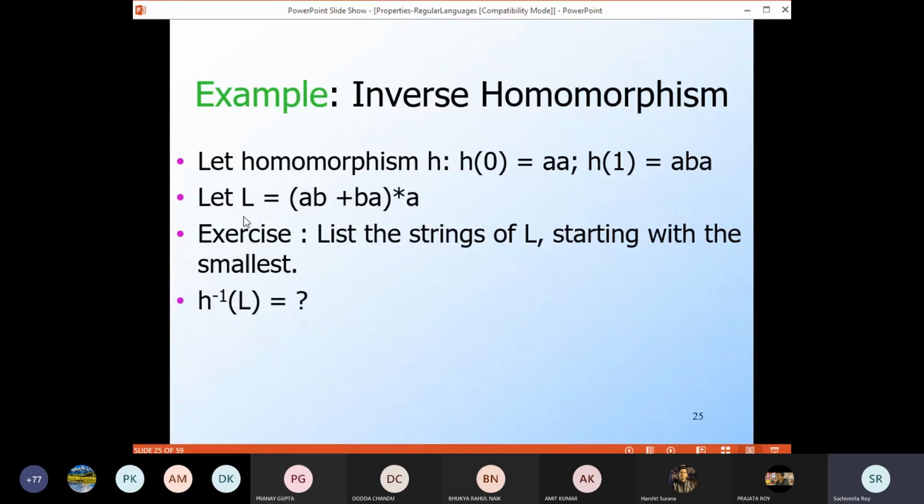Now let's take this language L, (ab plus ba) star a. Take a piece of paper and list the strings of L starting with the smallest. So which is the smallest string which will belong in L? It will be good if you can write it down while we discuss. A. The smallest string is of length 1, you don't have any epsilon in this language. Epsilon is not a part of this language. Smallest string of length 1, only one possibility, a.